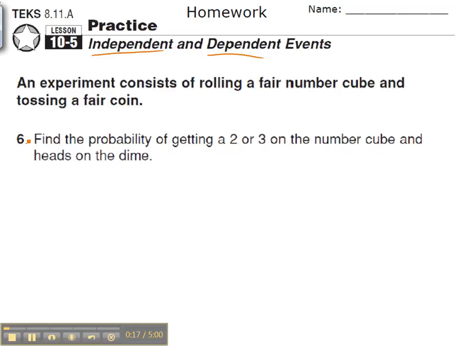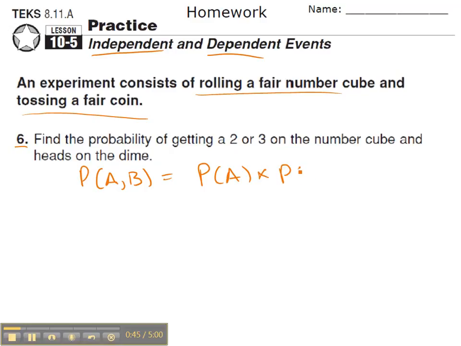This first problem we're going to do, problem 6, begins by saying an experiment consists of rolling a fair number cube and tossing a fair coin. So these are independent events because the result of the coin toss does not depend on what happens when we roll the dice. The formula for independent events is probability of A and B equals the probability of A times the probability of B. So we'll figure out the probability of each independent event and then multiply those probabilities together.